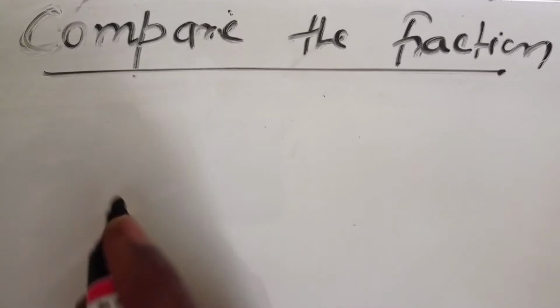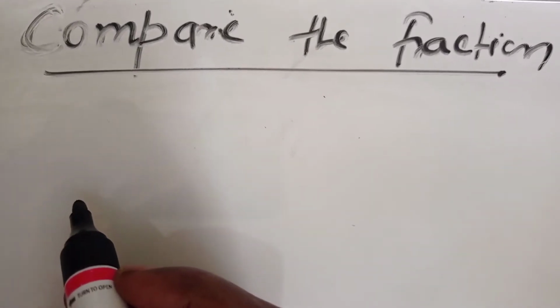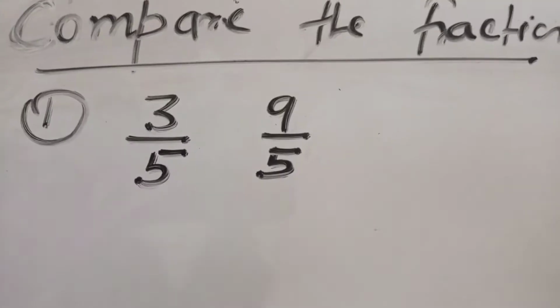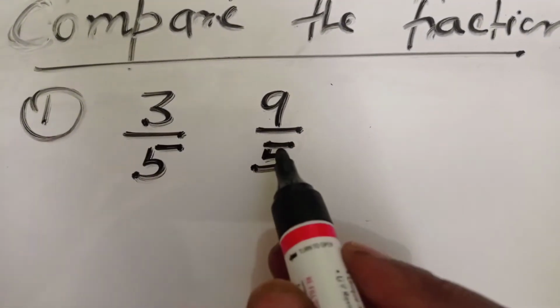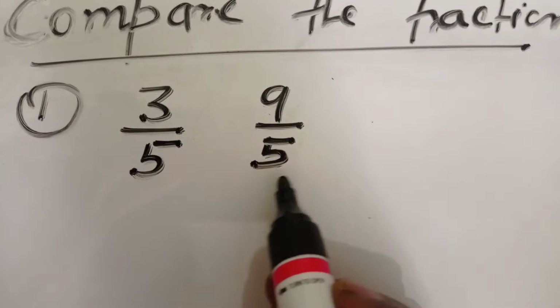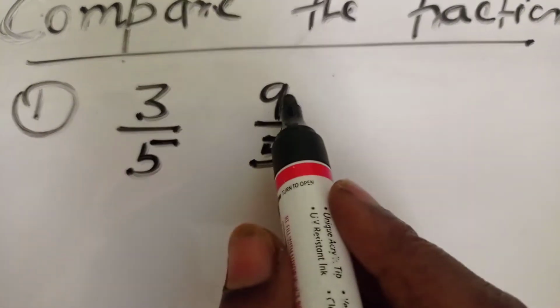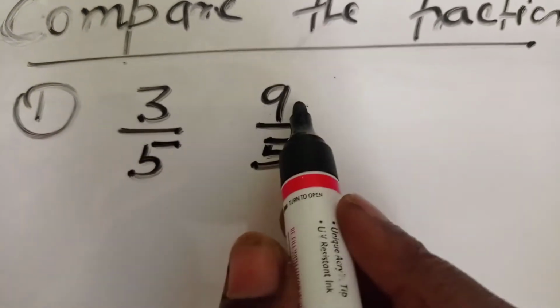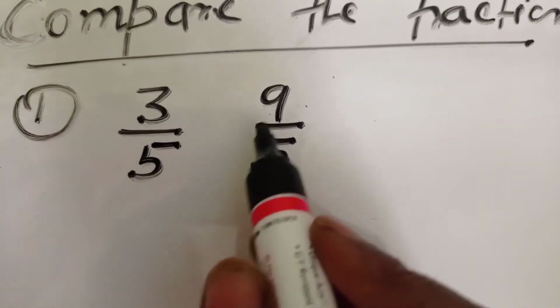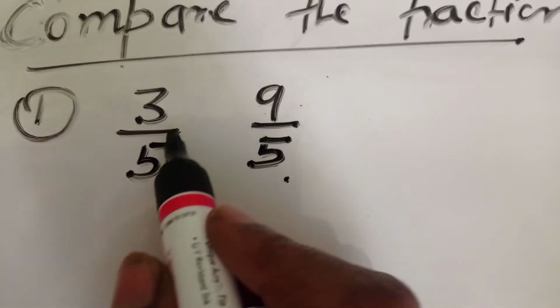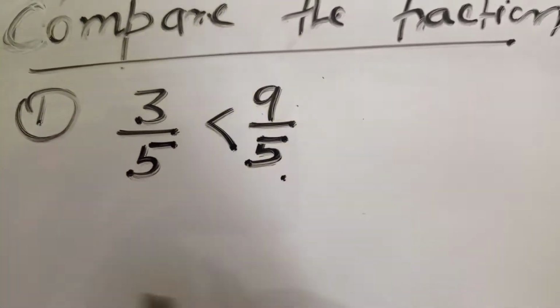Today we will start with comparison of two fractions. Look, in this fraction, since the denominators are same, just compare the numerator part, and whichever numerator is greater, that fraction will be greater. So this is very clear. So this one is greater.